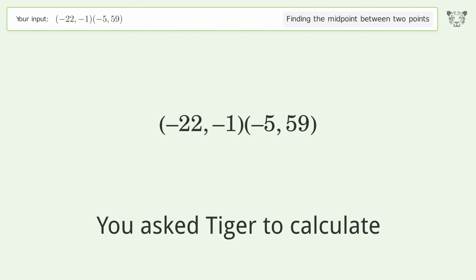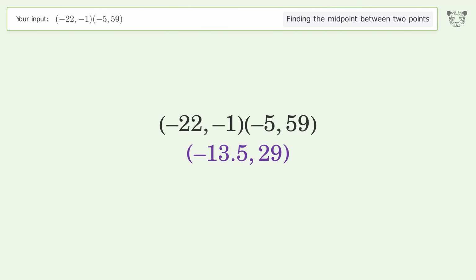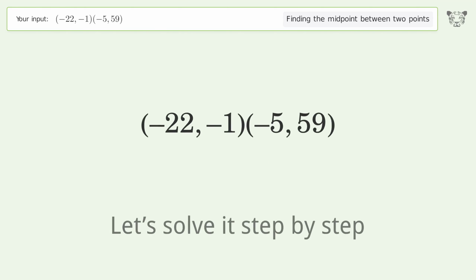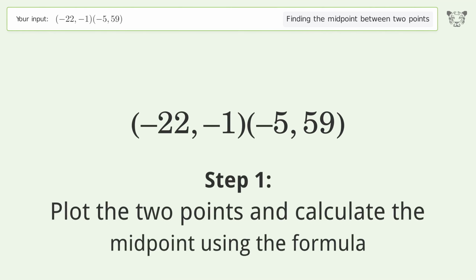You ask Tiger to calculate. This deals with finding the midpoint between 2 points. The midpoint between the 2 points is negative 13.529. Let's solve it step by step. Plot the 2 points and calculate the midpoint using the formula.